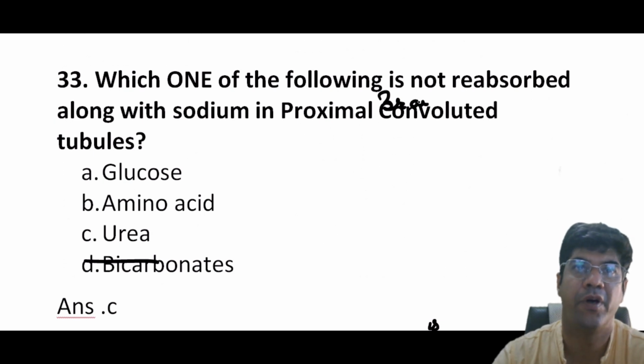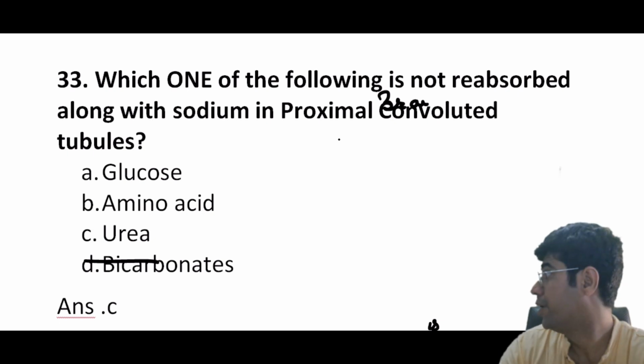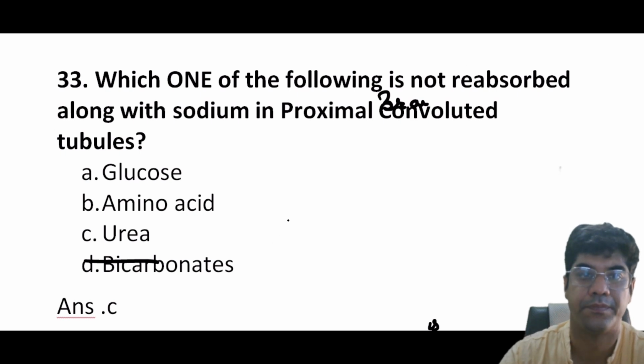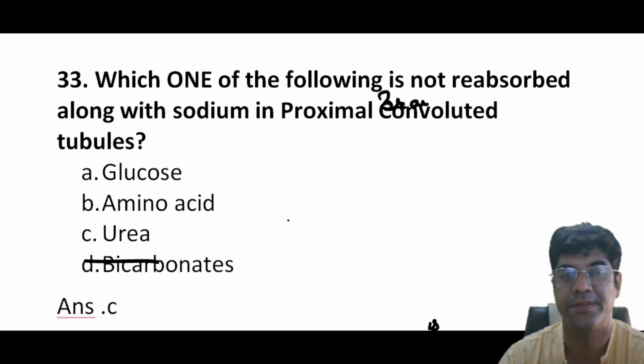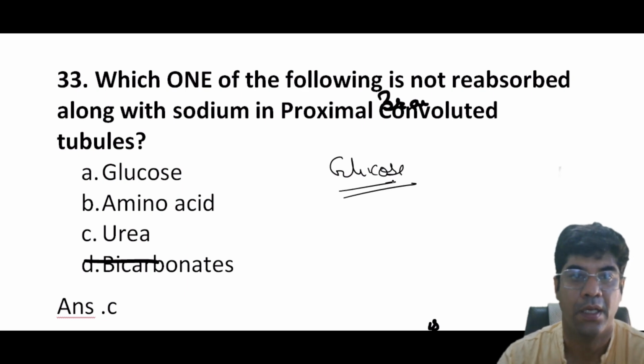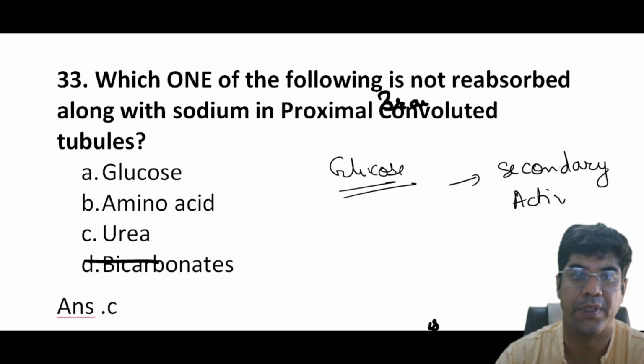Coming to the next question, which one is not reabsorbed along with the sodium in the proximal convoluted tubule? The answer is urea. In the proximal convoluted tubule, sodium is reabsorbed along with several other substances. Glucose, remember, is reabsorbed by sodium glucose co-transport. Sodium and glucose are reabsorbed together in the PCT through a process known as secondary active transport.